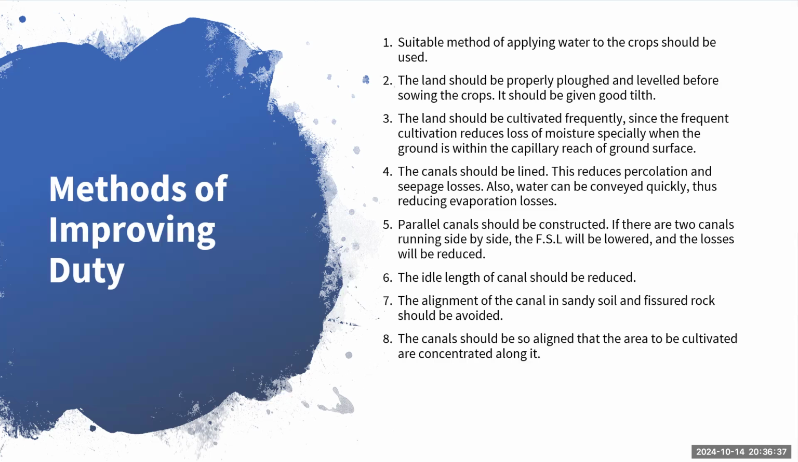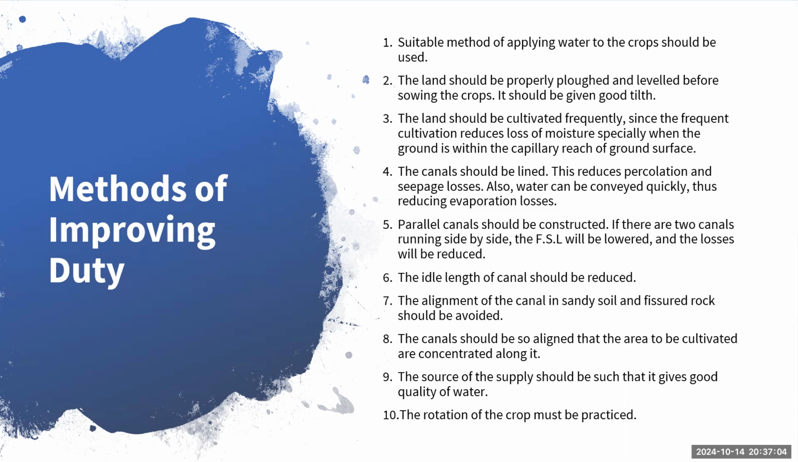The canal should be aligned so that the areas to be cultivated are concentrated along it. So the distance between the area to be cultivated and the canal should be less. The source of supply should be such that it gives good quality of water. The quality of water should be good. So we have just discussed the importance of good quality of water.